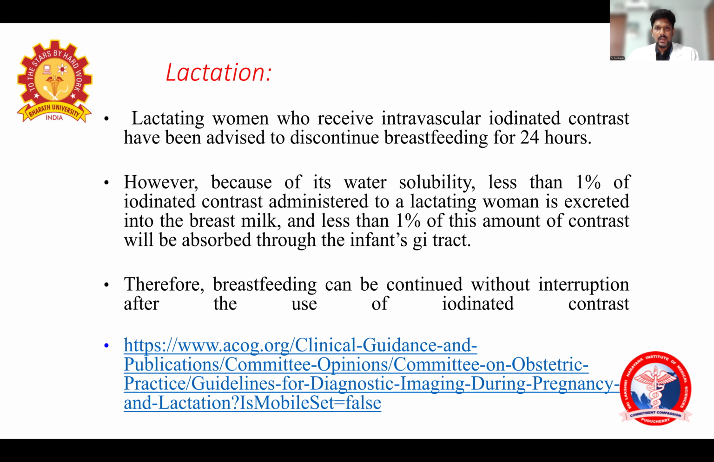So this is the clinical guideline which is given by ACOG. I would like you guys to go and visit this article for further detail regarding pregnant and lactating women.